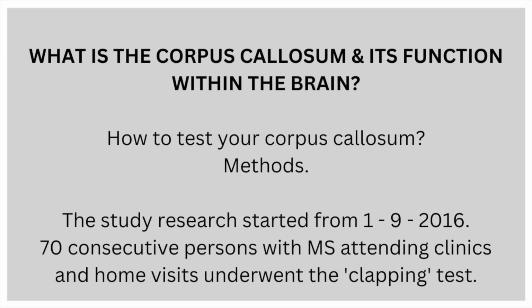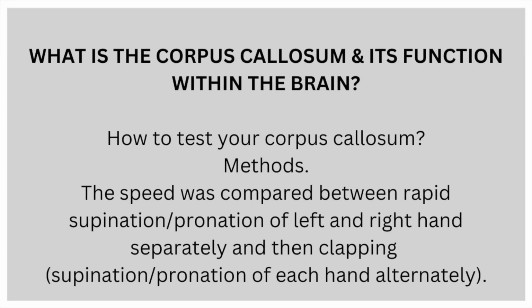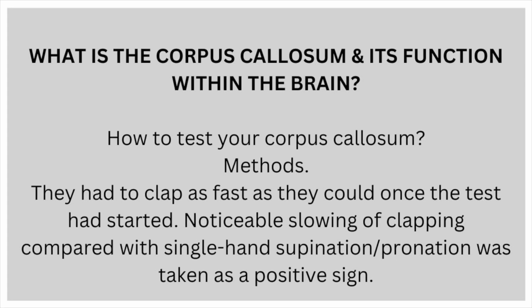Methods. The study started on the 1st of the 9th, 2016. 70 consecutive persons with MS attending clinics and home visits underwent the clapping test. The speed was compared between rapid supination and pronation of the left and right hands separately, and then clapping, supination and pronation of each hand alternately. They had to clap as fast as they could once the test had started. Noticeable slowing of clapping compared with single hand supination and pronation was taken as a positive sign.